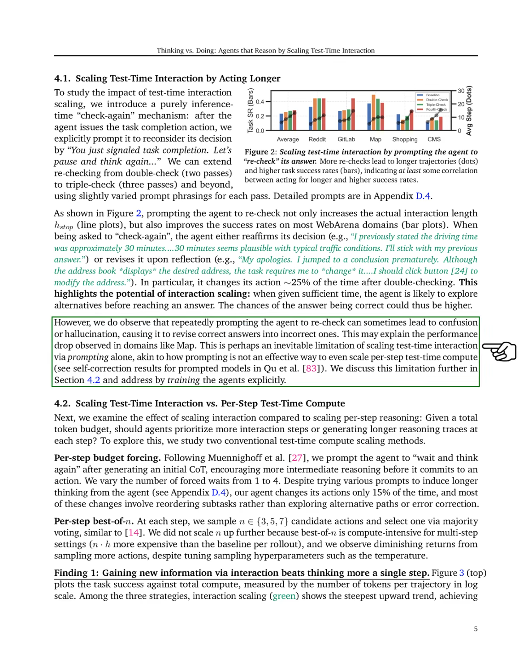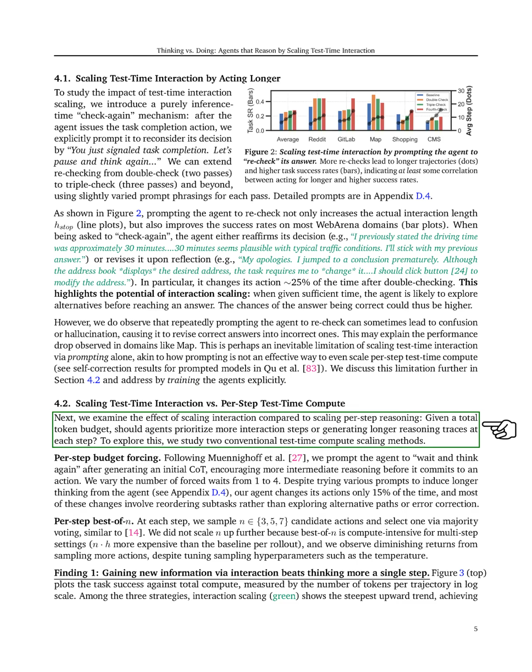Section: Scaling test time interaction versus per-step test time compute. In this section, we examine the impact of scaling interaction versus scaling reasoning per step. We want to determine if agents should focus on having more interaction steps or on generating longer reasoning traces at each step, given a fixed token budget. To investigate this, we analyze 2 common methods for scaling test time compute.